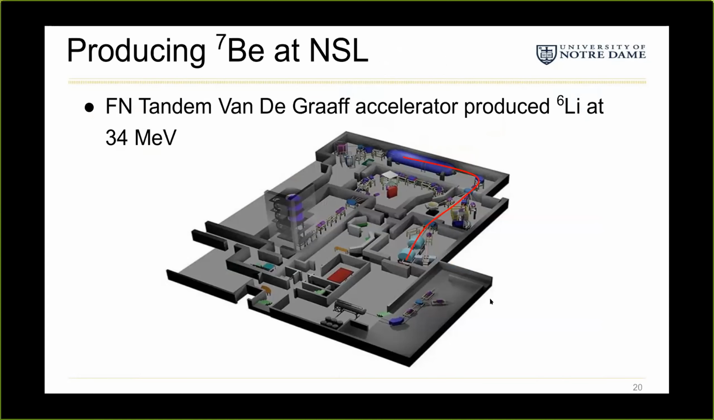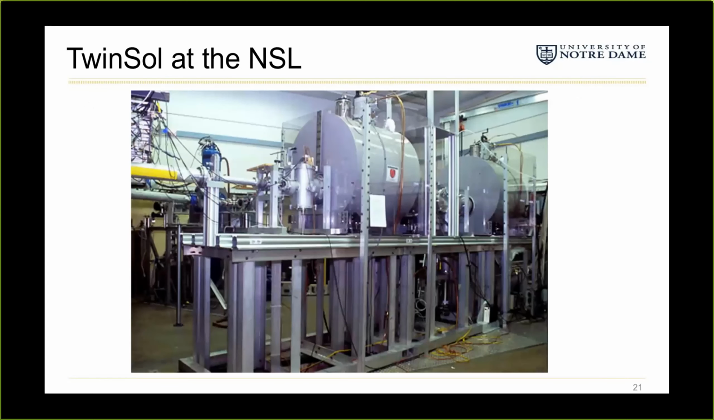And we use the FN tandem Van de Graaff accelerator seen here to produce a beam of lithium-6 at 34 MeV. This beam is then sent following this red path to one of the permanent experimental installations, which is called TwinSol. TwinSol is how we produce radioactive beams at Notre Dame. So TwinSol, as the name might suggest, is composed of 2 large superconducting solenoid magnets. They are capable of going up to about 6 Tesla each.